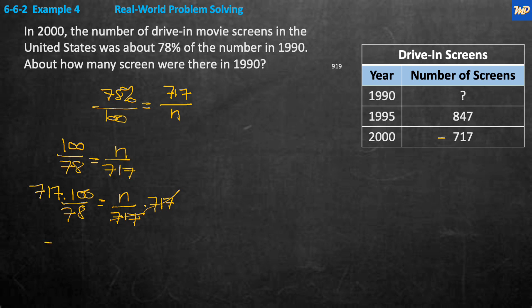So we have 71,700 over 78, and that equals n, which is right here. And I'm going to carry it this way. Then that would equal 71,700 divided by 78, which is going to be 919. I know we use our calculators here because I don't expect you to do long division on this. So there's the solution to that problem. It's 919.